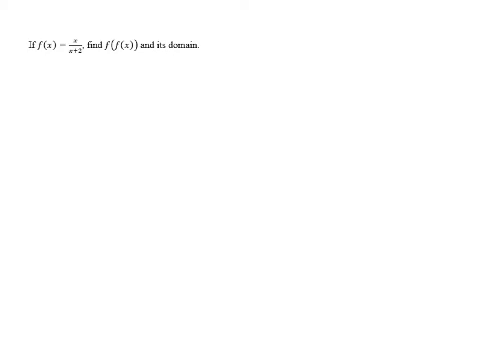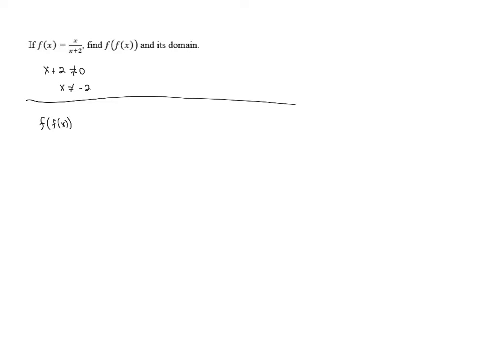We know that with a rational function like this, we have to make sure that the denominator is not equal to 0. So x plus 2 must not equal 0. And if we subtract 2 from both sides, we can see that x is not allowed to be negative 2. Now that we've done that, let's look at the composition of functions.